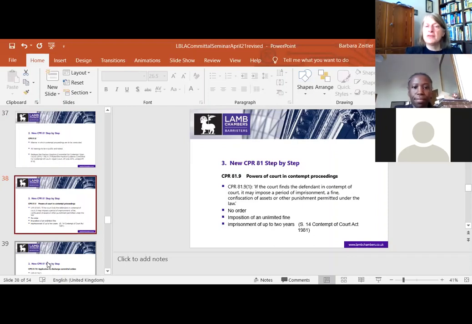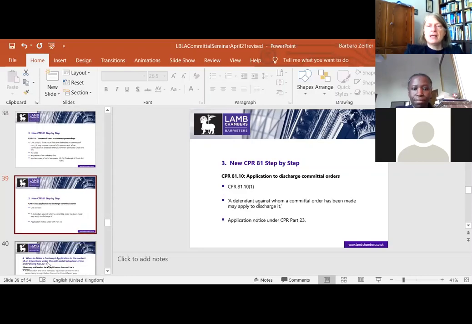Now, the three last bullet points I've put on the slide, I need to emphasize that, they're not in the rules. This is just a reminder of what the powers of the court in these contempt proceedings are. It could make no order, it could impose a fine, or it could impose imprisonment of up to 2 years as set out in a statutory provision, namely Section 14 of the Contempt of Court Act 1981.